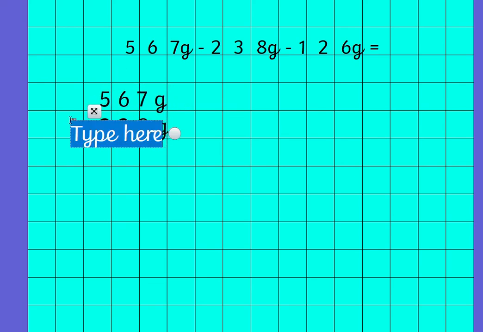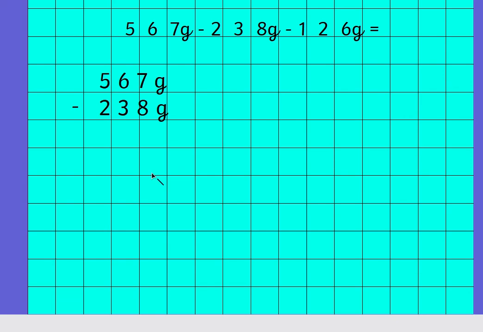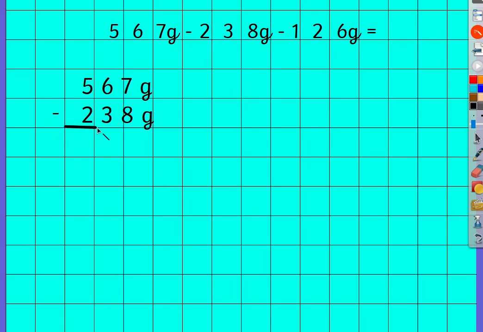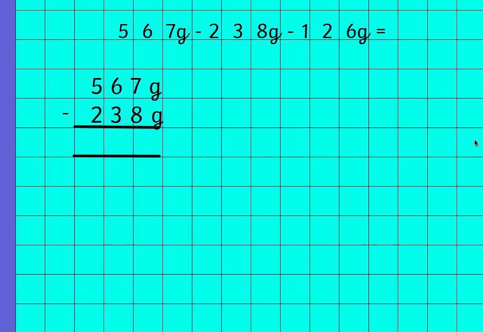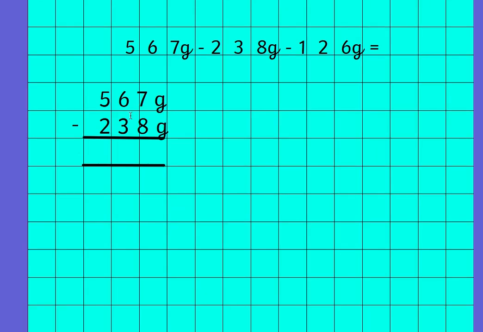Don't forget we need to add our subtract sign in, don't we? There it is. And don't forget to use your margin for your equal signs, because presentation needs to be as perfect at home as it does in school. Okay, so 7 take away 8. Can I do it? No, I can't. So what am I going to do?